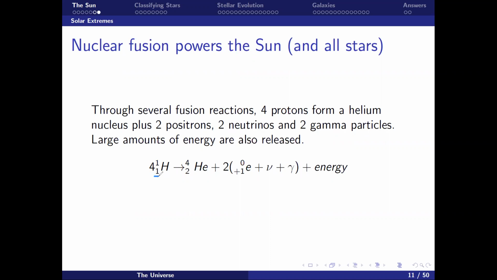So if there's 1 proton, so atomic number 1, and the mass number is also 1, that means there's no neutrons. So it's just a proton. So if I can get 4 protons close enough together, they'll fuse into a helium nucleus. They will release some electrons. Sorry, these are positrons. It's an electron with a positive charge.